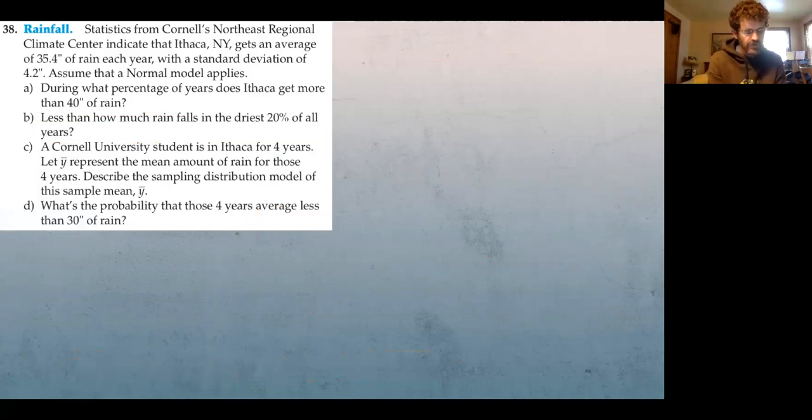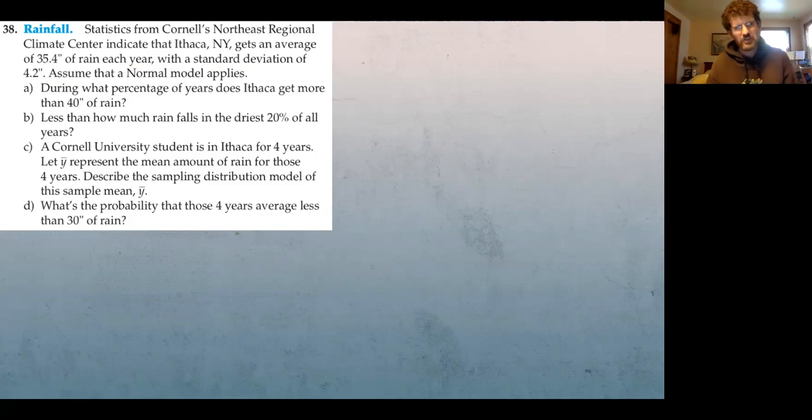Okay, so we've got statistics from Cornell's Northeast Regional Climate Center indicating that Ithaca, New York gets an average of 35.4 inches of rain each year with a standard deviation of 4.2 inches. Assume that a normal model applies. During what percentage of years does Ithaca get more than 40 inches of rain?